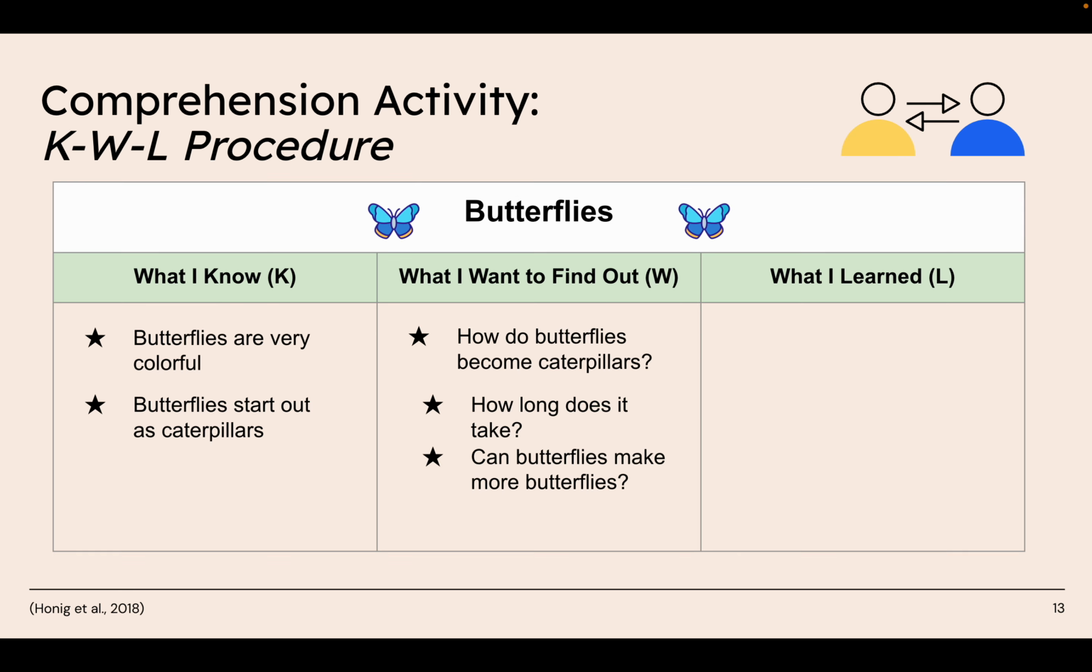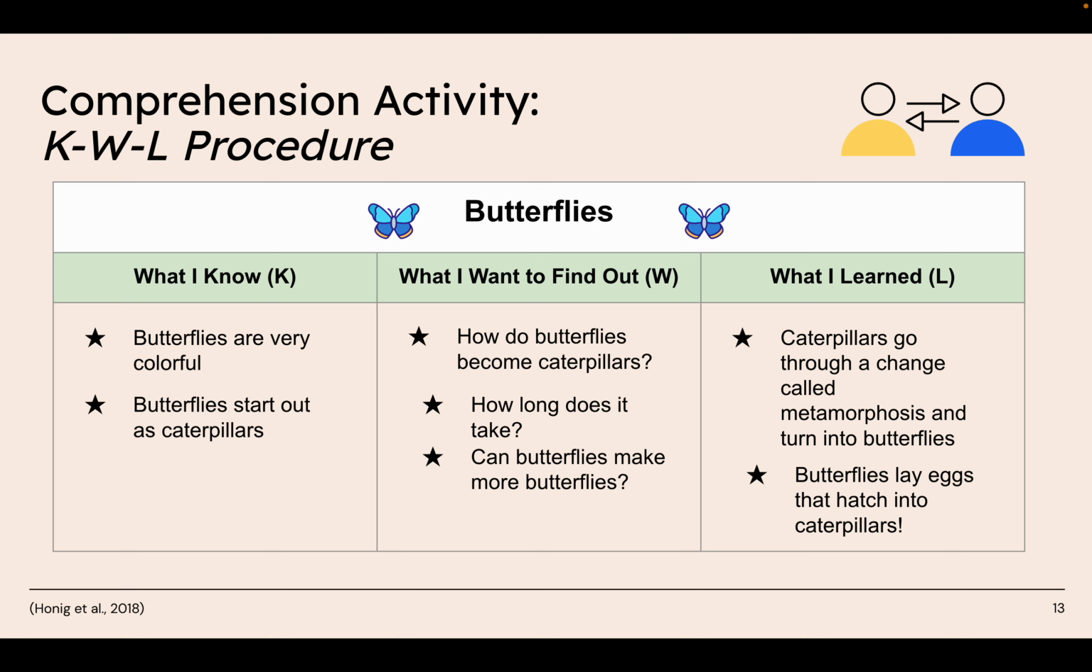And then we would go back to our chart and we would talk about as a group, okay, some of the things in our want to find out column. Did we get the answers to any of our questions? Do we need more information still? And then we would move on to what did we learn? And students may say, caterpillars go through a change called metamorphosis and turn into butterflies. Butterflies lay eggs that hatch into caterpillars, right? So we've touched on some of our questions from before. We've learned some new things, and then we would give space for students to share or discuss further anything else that we want to discuss based on the task or the purpose of the reading.